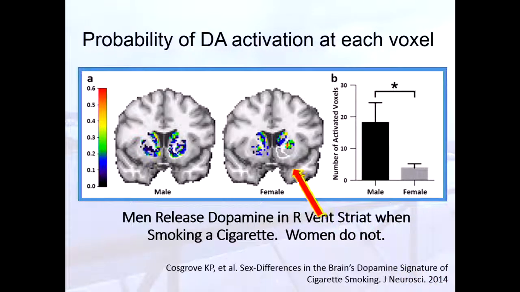Okay? And there you go. Right ventral striatum was significant. I'm not sure it's unilateral. It may just not have been enough people.